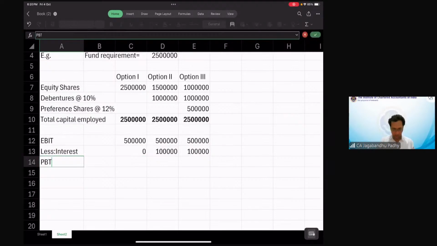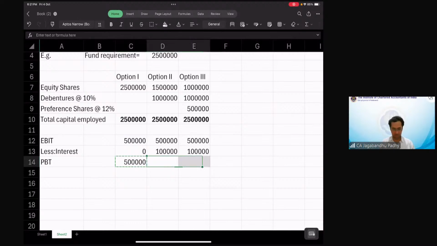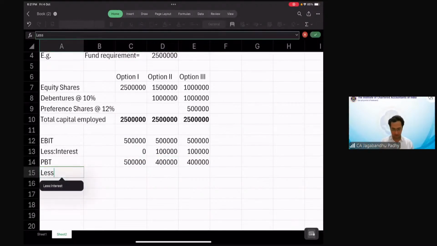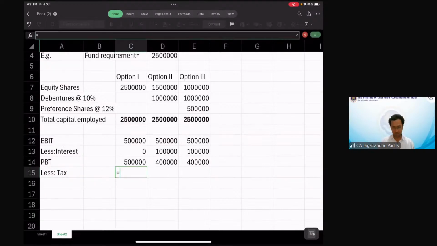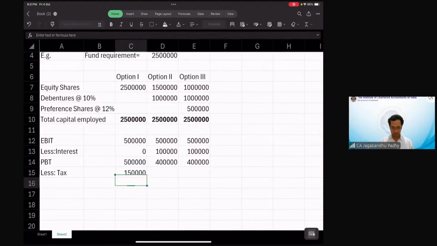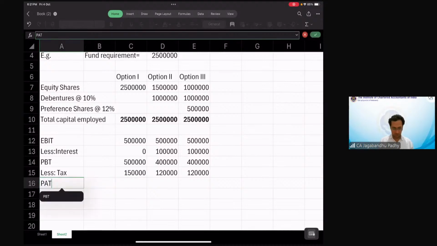Then profit before tax will be EBIT minus interest, right? Then from that, we reduce further the tax. Now, let's assume the tax is 30%. So on this, we multiply by 0.3, which is 30% tax. Then we get a profit after tax.